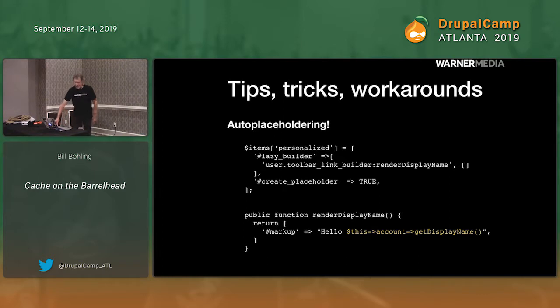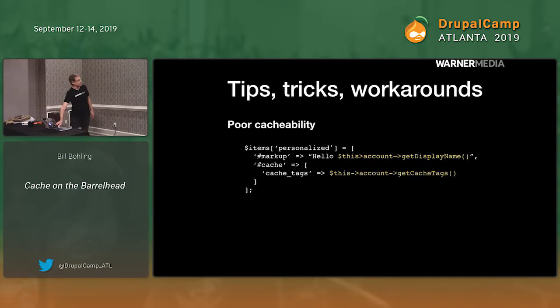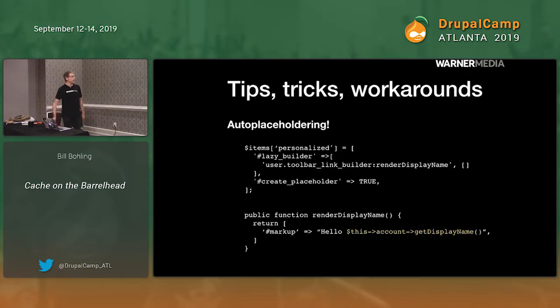To get around that, there's a thing called auto placeholdering. What this lets you do, back up here, in this one, the render array actually includes the markup that we want to return and the cache tags. For auto placeholdering, the render array just says, create a placeholder, and then it specifies a lazy builder, which specifies a callback that's actually going to return the markup that goes into there. So Big Pipe, Drupal knows when it sees this, it just creates a placeholder and waits for that callback to return its data. When the callback returns its data, JavaScript will plug that into the page.